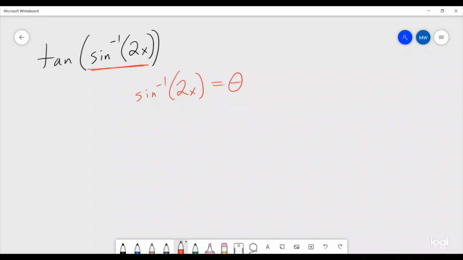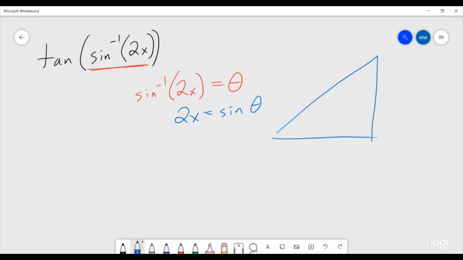Sine, or the trig functions, take an angle and give you a ratio. Inverse trig functions take in a ratio and give you out an angle. So this is interchangeable with saying that 2x is equal to sine of theta. Sine of theta, I can visualize that. I can visualize what that's doing on a triangle. So if I draw a triangle, let's say this is theta, this is a right angle.